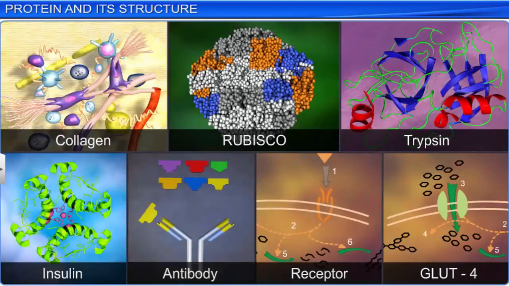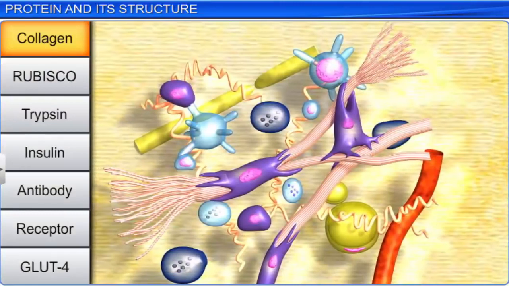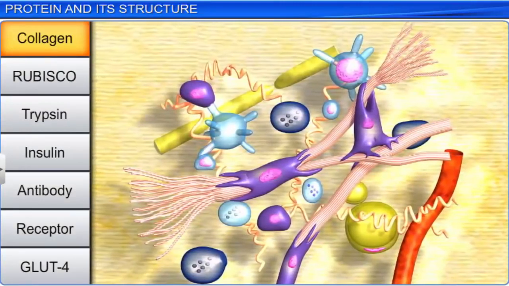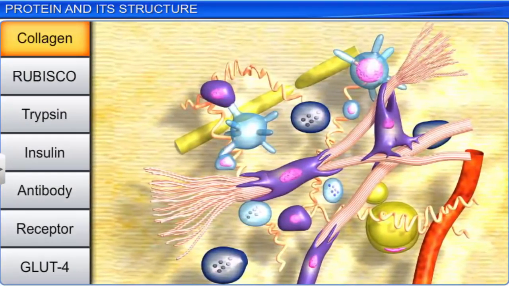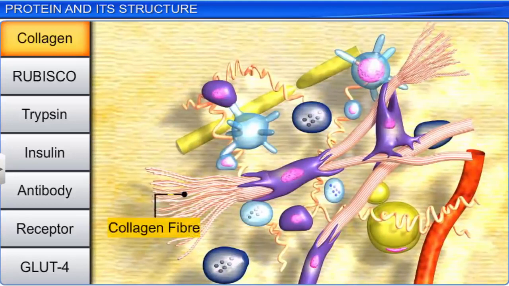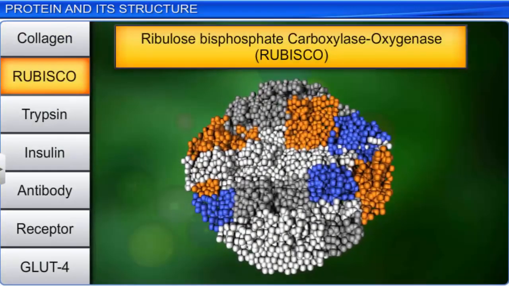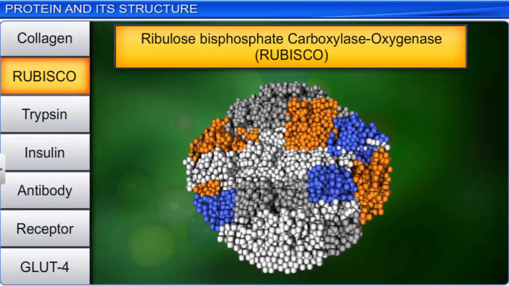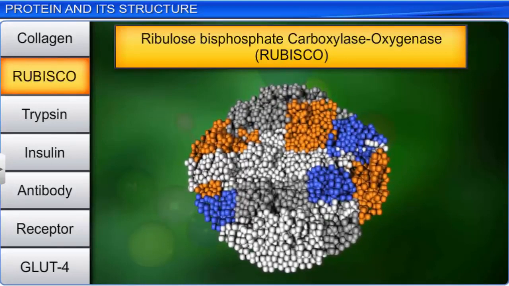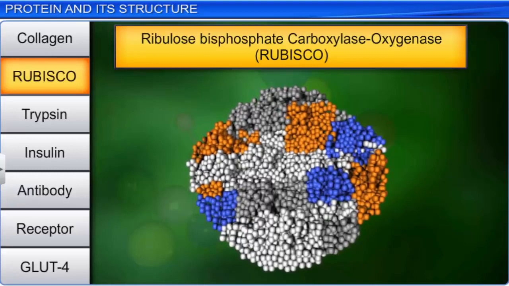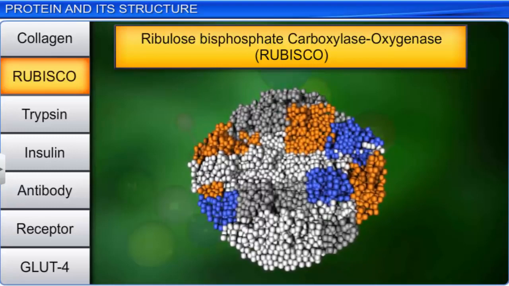Collagen is the most commonly occurring protein in the animal world. Collagen fiber is generally found in connective tissues and acts as an intercellular ground substance in the space between the cells. On the other hand, ribulose bisphosphate carboxylase oxygenase, or Rubisco, is the most abundant protein in the whole of the biosphere. It acts as a catalyst during the process of carbon fixation.